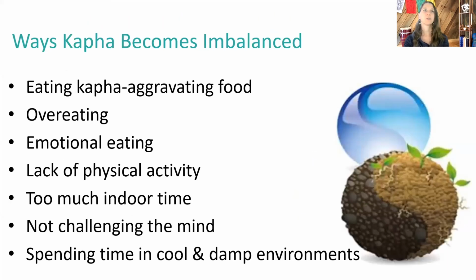So the ways that kapha becomes imbalanced is eating kapha aggravating foods. So it's the same for all three. Overeating, emotional eating, a lack of physical activity. So remember, Ayurveda says take those 100 steps after a meal, but not taking those steps, not getting physical activity, spending too much time indoors, not challenging the mind, and spending excessive time in cool and damp environments. So again, kapha, which is slower moving to begin with, becomes imbalanced when there's inertia, basically.